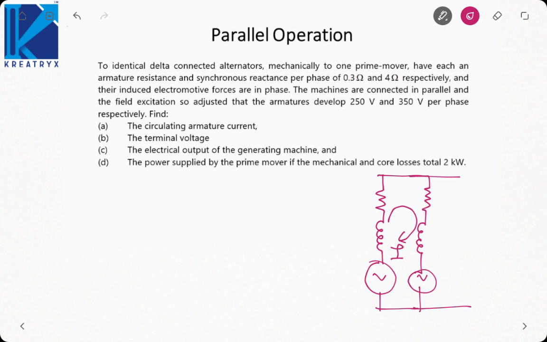So in this it is saying two identical delta connected alternators mechanically coupled to one prime mover, which means both have the same speed and same frequency, have each an armature resistance and synchronous reactance of 0.3 ohm and 4 ohm. So Ra is 0.3 ohm, synchronous reactance is 4 ohm. And they have induced EMF of 350 volt and 250 volt. Okay, per phase.